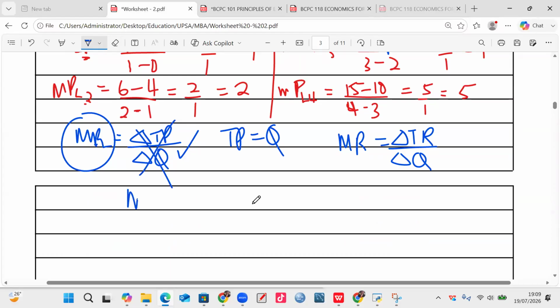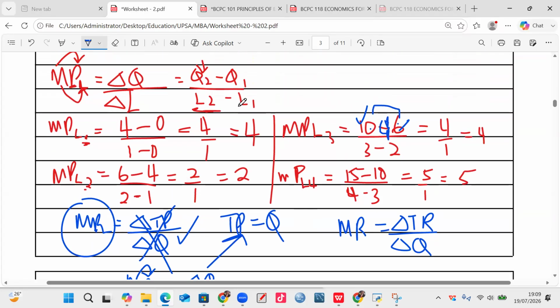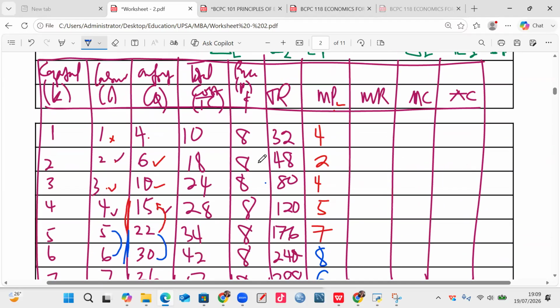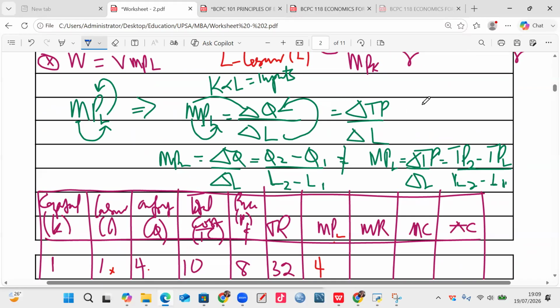The correct formula for the marginal product of labor is the change in total product. Total product is the same as the output, it's the same here. So whether I write total product here or Q here, it's the same. Then you come and write the change in labor. Are we good? Are you good? Yes. That is what I explained here, and that is what I also explained here. And I did it like this. This is the marginal product of labor.